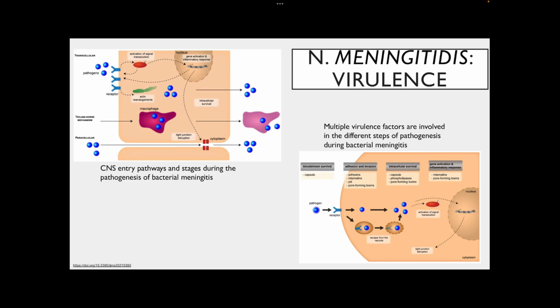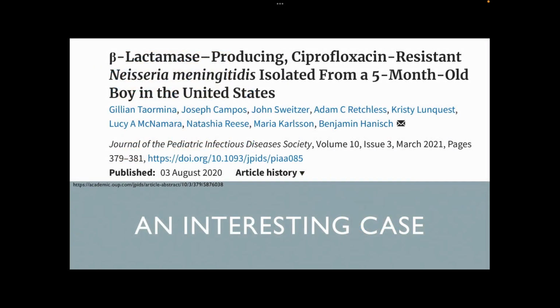There are also many genetic mechanisms that it has to avoid the immune system. For example, it can mimic the immune response and basically help survive them.